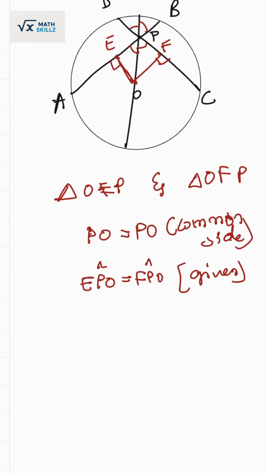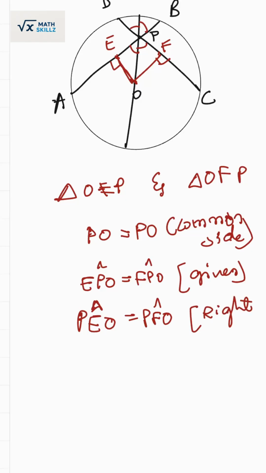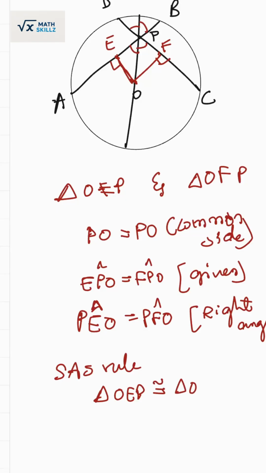Then we have 90 degrees and 90 degrees, both right angles, angle PEO and angle PFO, because we have done the construction of perpendiculars. Then by SAS rule, triangle OEP is congruent to triangle OFP. So we can write OE equals OF by the rule of CPCT.